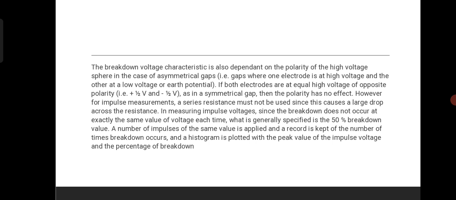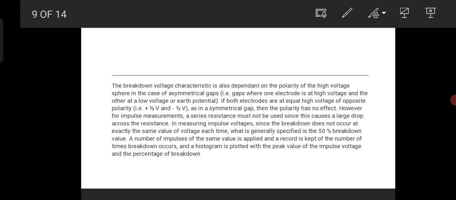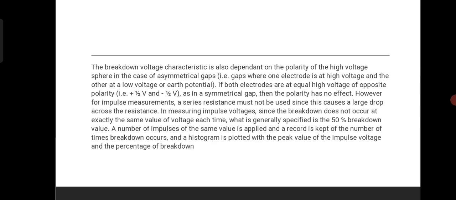In measuring impulse voltages, since the breakdown does not occur with exactly the same value of voltage each time, which is generally specified as a 50% breakdown value, a number of impulses of the same value are applied and a record is kept of the number of times breakdown occurs, and a histogram is plotted with the peak value of impulse voltage and percentage of breakdown.